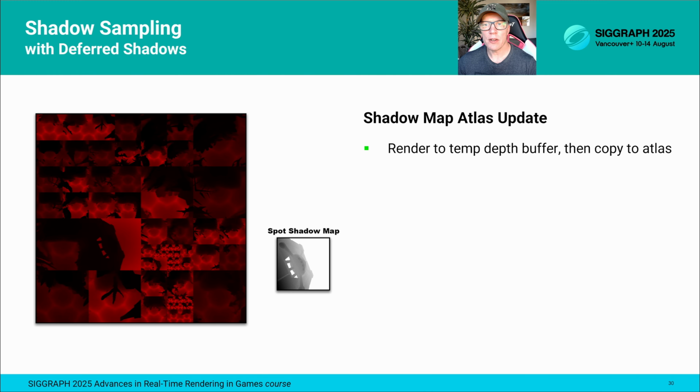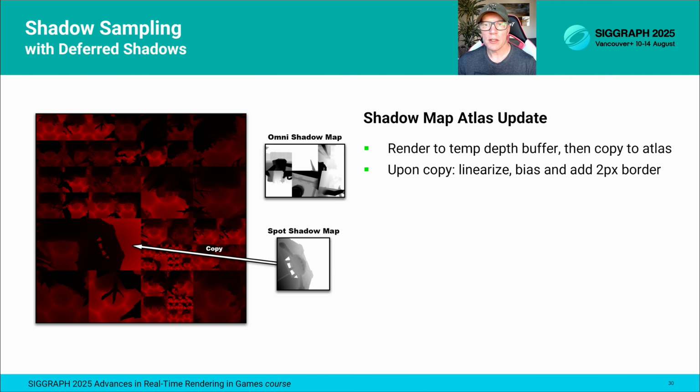For spotlights, we render a regular depth buffer from the light's point of view. Then upon the copy, we linearize and bias the depth values. For omni-lights, we render a cube map to the depth buffer, and during the copy, we map the cube faces to octahedral space in addition to depth linearization and biasing. We also add a 2-pixel border upon both copies to support PCF filtering.